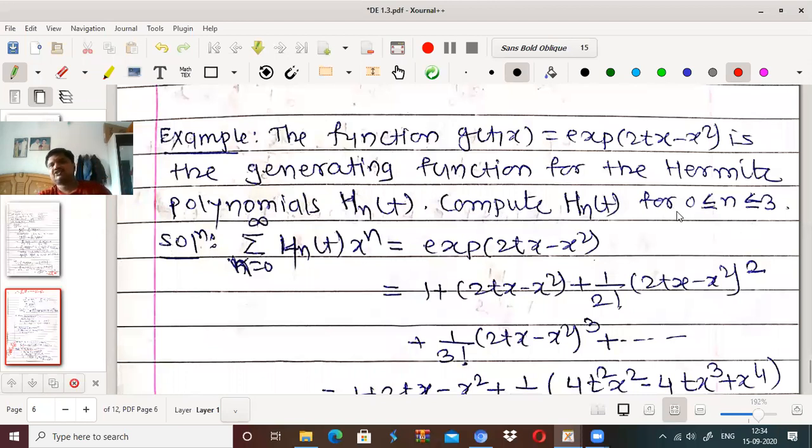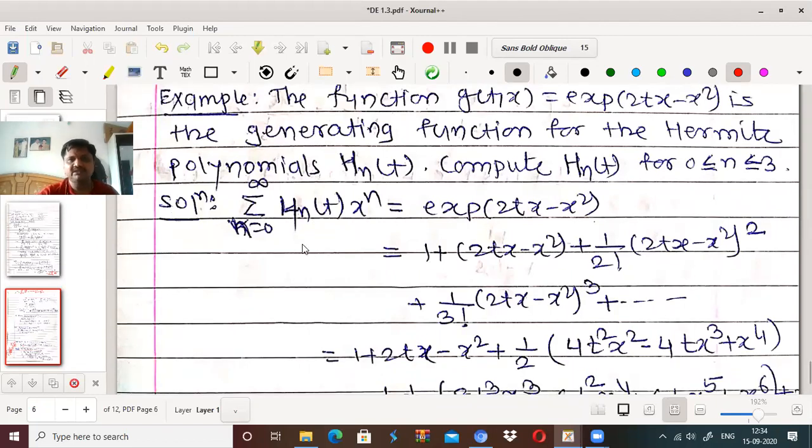Isn't it? आपको क्या करना है? h0 of t, h1 of t, h2 of t and h3 of t निकालना है. What we have given for that? g(t,x) is equal to e to the power 2tx minus x square is the generating function of Hn(t). ऐसा दिया है. And by using this you have to obtain Hn(t) for n is equal to 0, 1, 2 and 3.